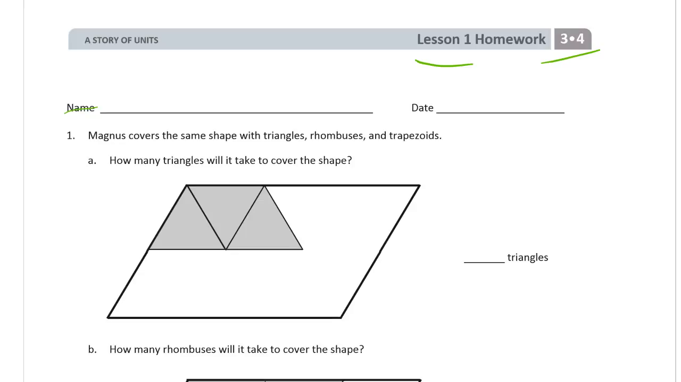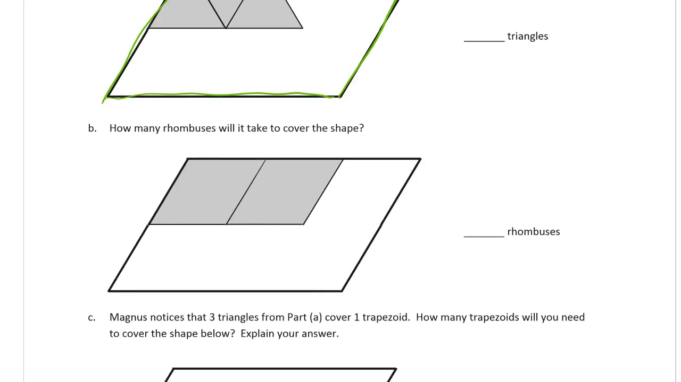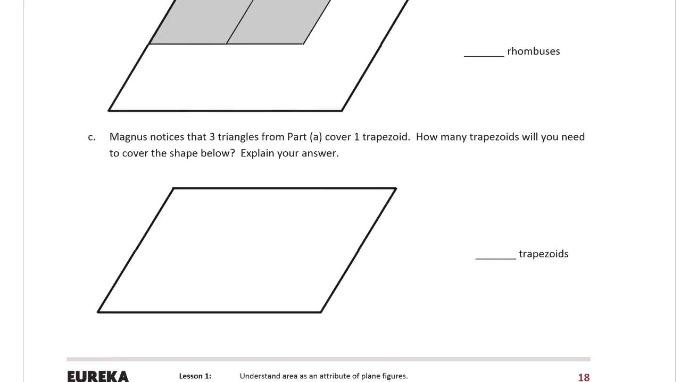Magnus covers the same shape with triangles, rhombuses, and trapezoids. So this is his shape here, this parallelogram. And we're trying to see how many triangles it will take, and then later on we'll look at how many rhombuses it'll take, and then later on we'll have to try to cover it with trapezoids.